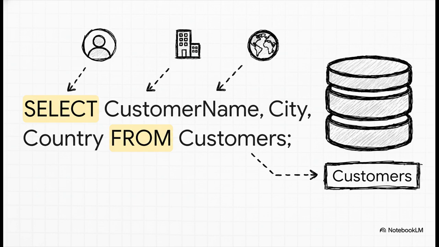Okay, enough talk. Let's actually try it out. Here's our very first query. What we're really saying here is something like, hey database, can you please select the customer name, the city, and the country for me? You'll find them from that big list you have called customers. Pretty straightforward, right? Let's see what we get.